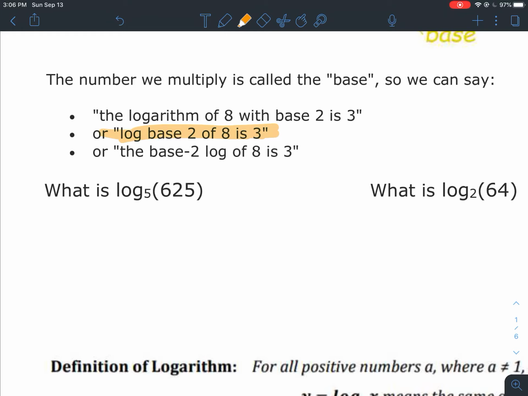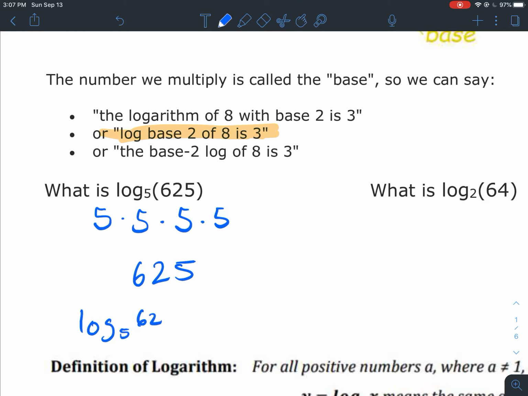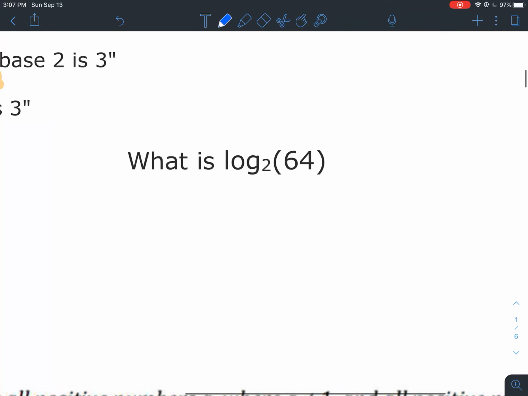It says, what is log base 5 of 625? So what they're asking is, how many 5's is it going to take to get to 625? Well, 5 times 5 is 25. 5 times 5 times 5 is 125. 5 times 5 times 5 times 5 is 625. So that tells us that log base 5 of 625 is going to equal 4 because it took 4 5's for us to get there.